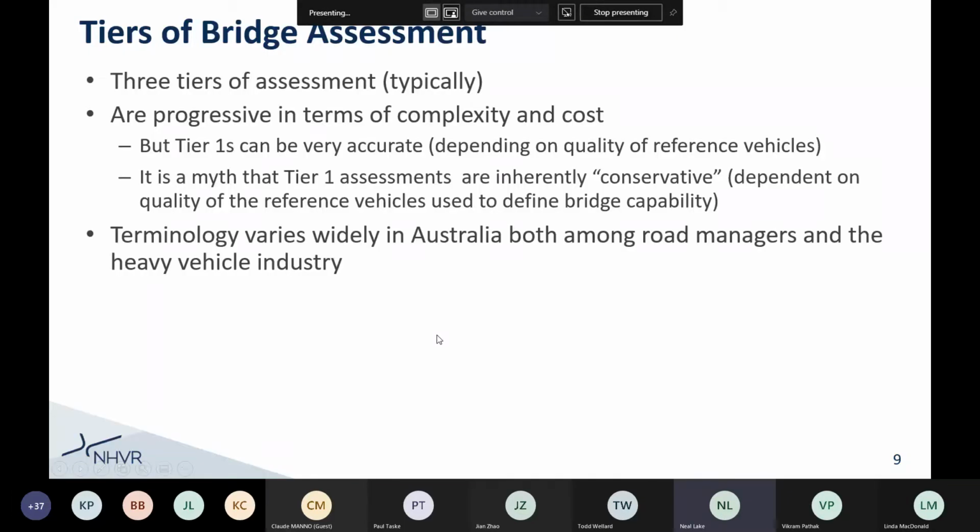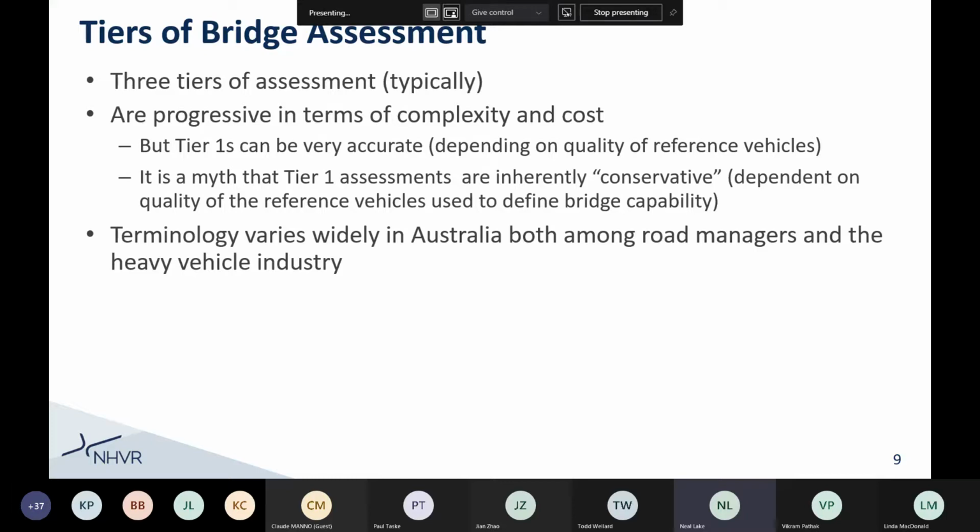Now, the first thing I wanted to start with is, what are the tiers of bridge assessment? In Australia, it's most common to think of there being 3 tiers of assessment. Now, some jurisdictions or road managers might have different levels. They might have 4 levels, but usually 3 would be the minimum. So I'm going to talk more generally in terms of what's commonly thought of in the industry as being the different tiers. The tiers of assessment are usually progressive in terms of cost and complexity.